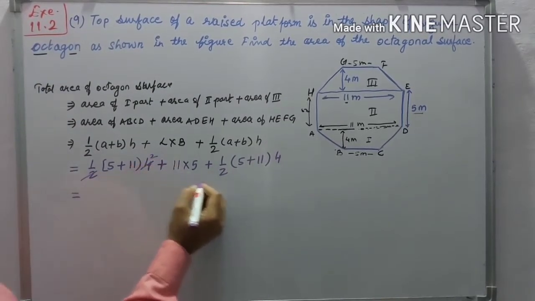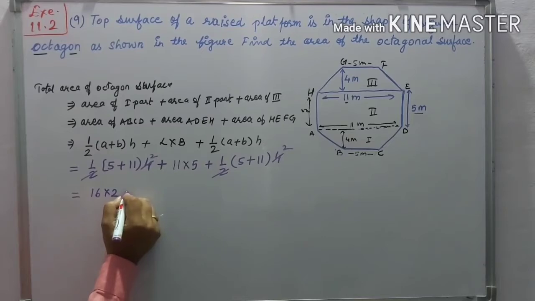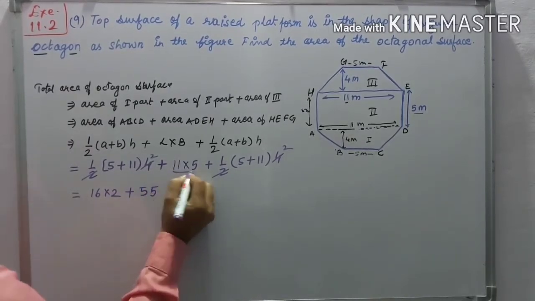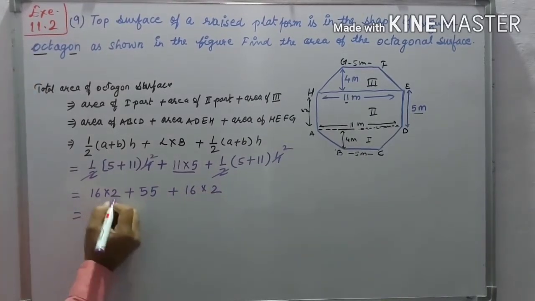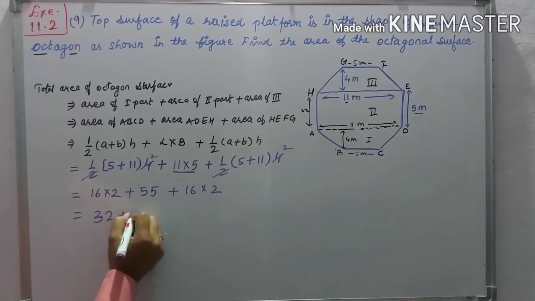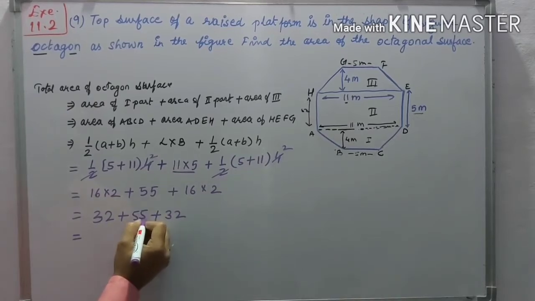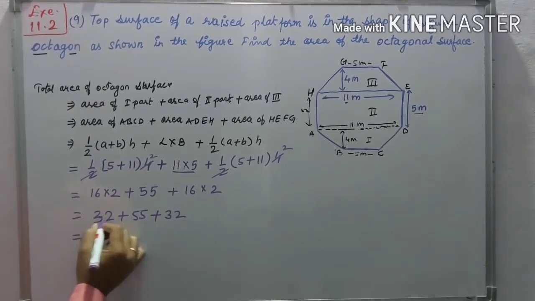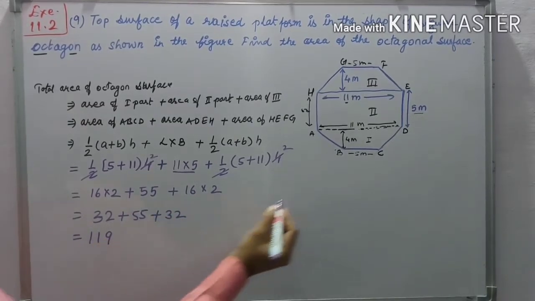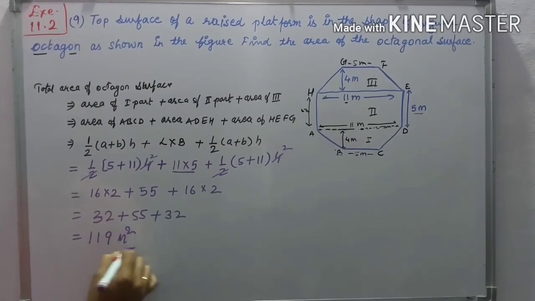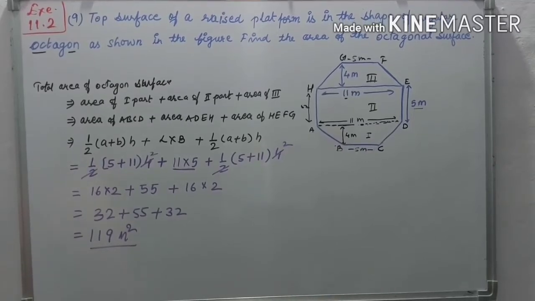2 is a 4, 2 is a 4. 5 and 11 is 16, into 2, plus 55 plus 16 into 2 is 32, plus 55 plus 32. Now sum: 5, 3, 8, 9, 10, 11. The unit is given in meter. 119 meter square is the area of the total octagon surface.